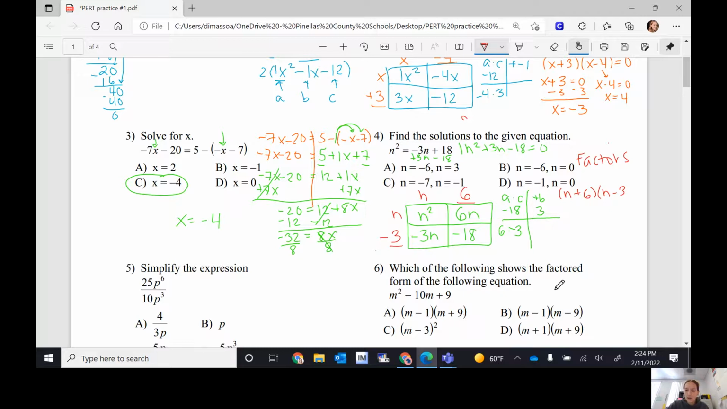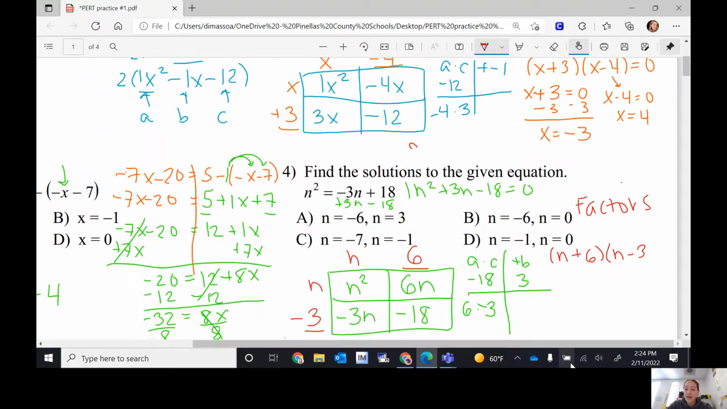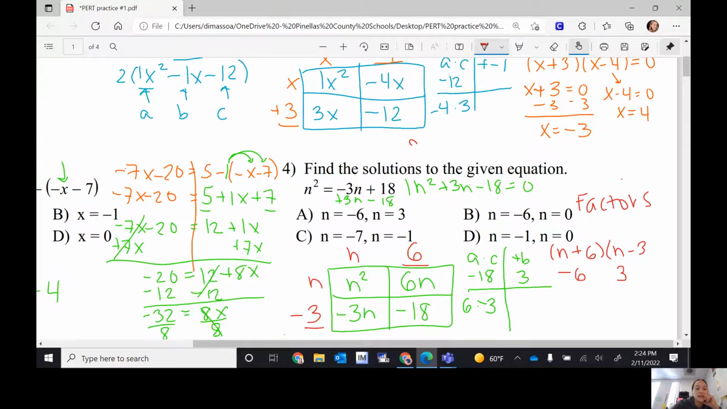What the heck? All right, so if I set essentially each one of these equal to 0, the n plus 6 would mean that my n value is really negative 6. And then if I put n minus 3 equal to 0, it's really going to give me a positive 3. So my answer for this problem is a negative 6 and a positive 3, which is letter A.